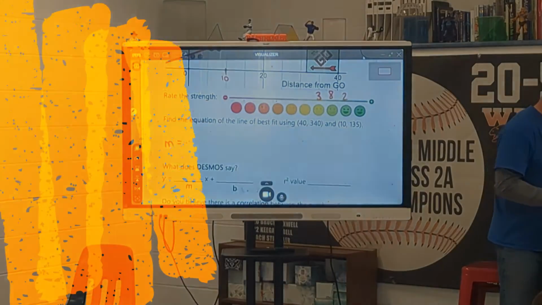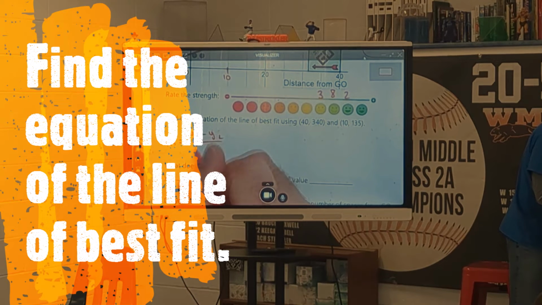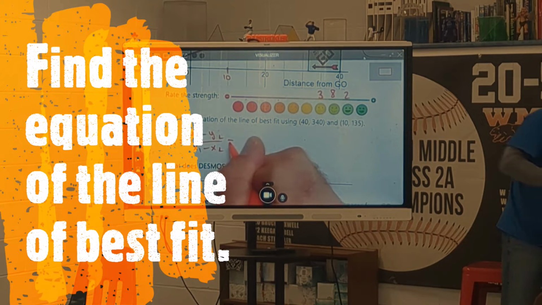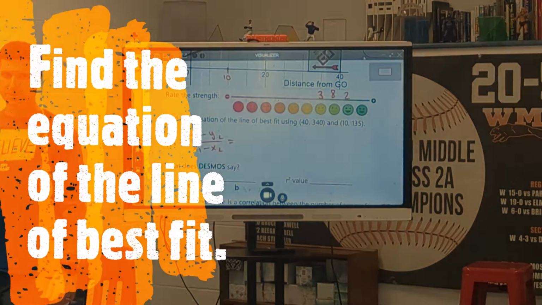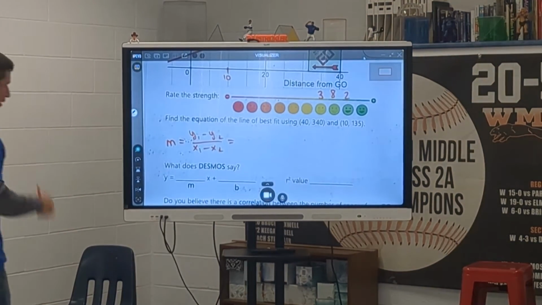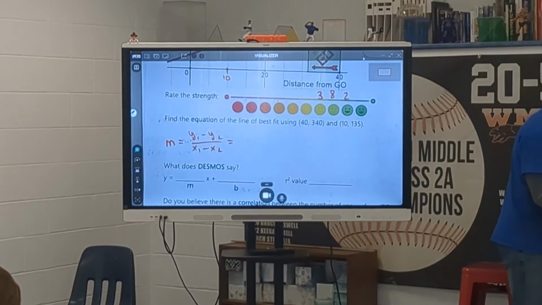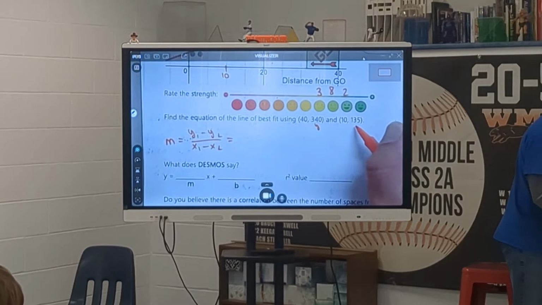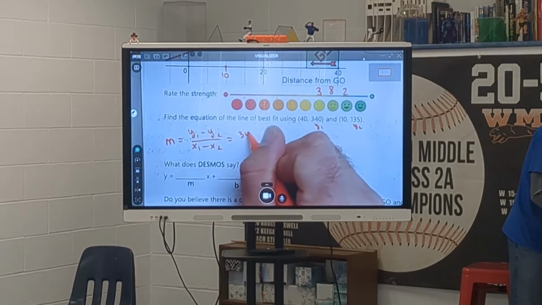I'm going to start with the slope formula: y1 minus y2 over x1 minus x2. So it doesn't matter which y I start with. Okay. Do you want to start with 340 or the 135? 340. Sounds good to me. We're going to call that y1 and y2. So 340 minus 135.